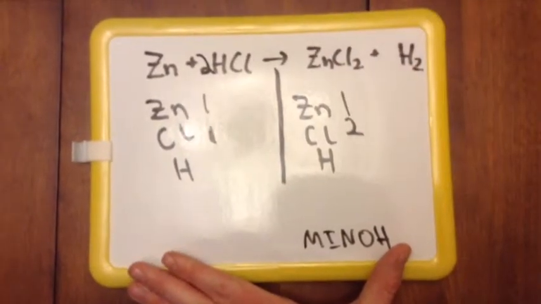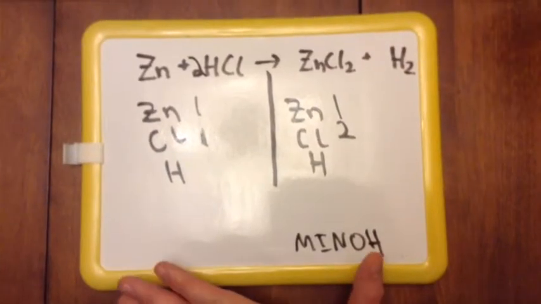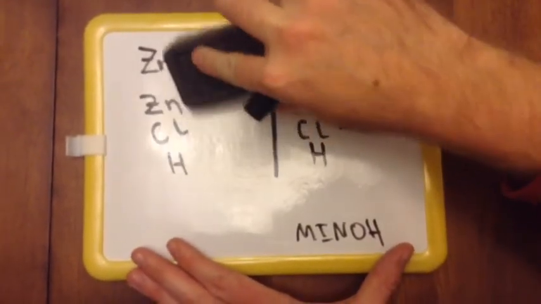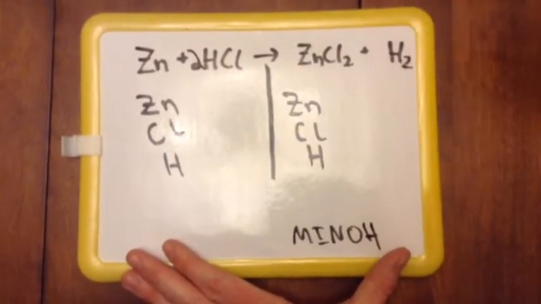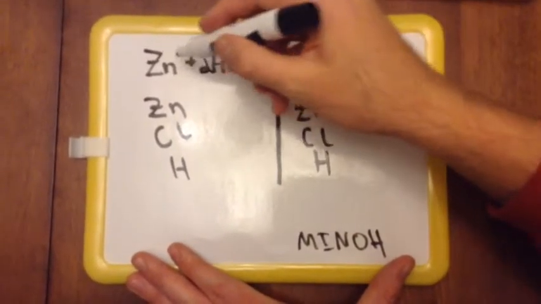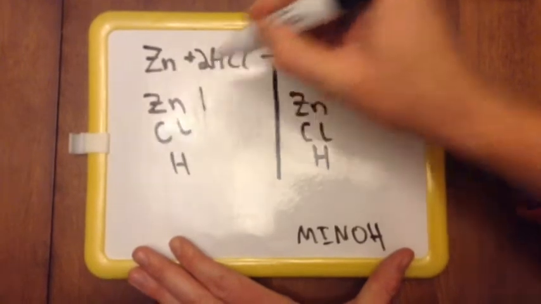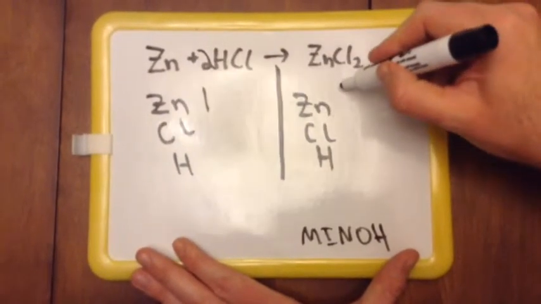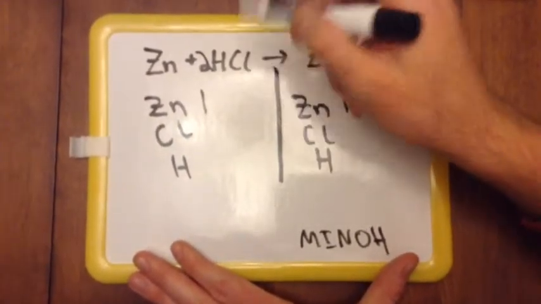That'll give me 2 chlorine to balance it. Whenever you make a change, you want to erase all your counting and start from the top. That's where the pencil with the eraser comes in. So how many zinc do I have over here? Still 1. How many do I have over here? 1. How many chlorine do I have on this side?